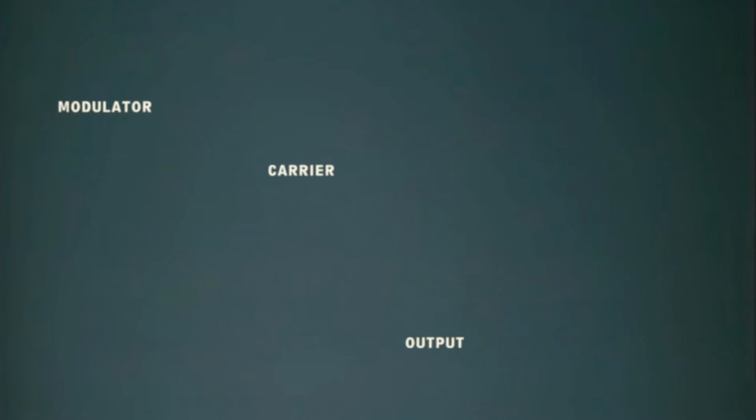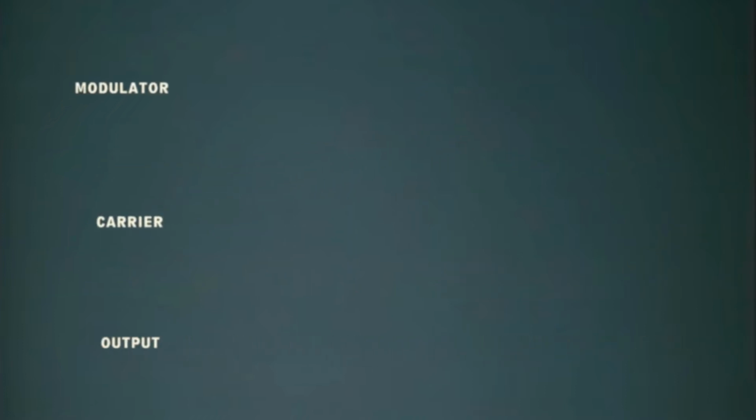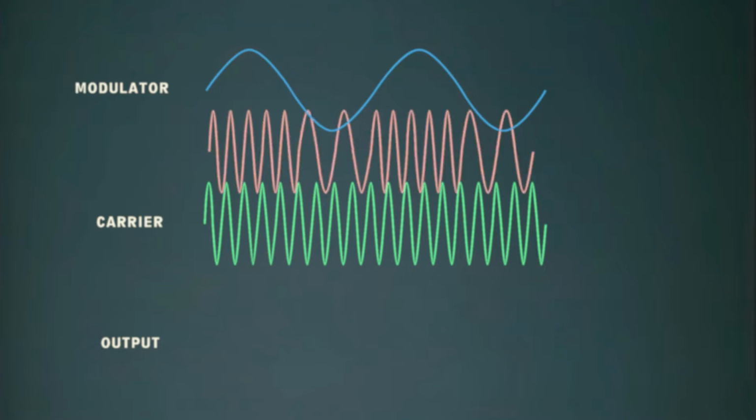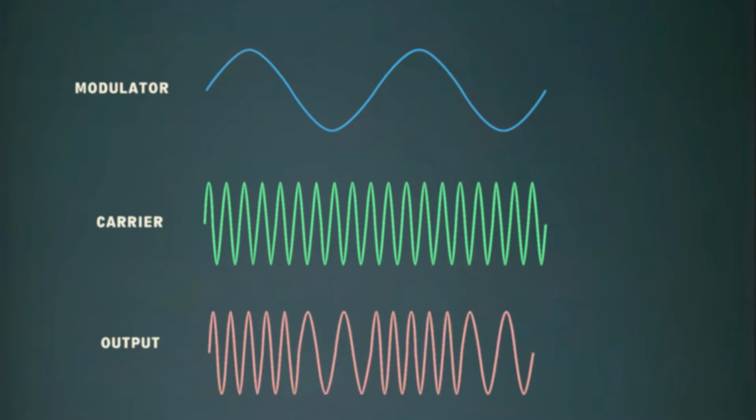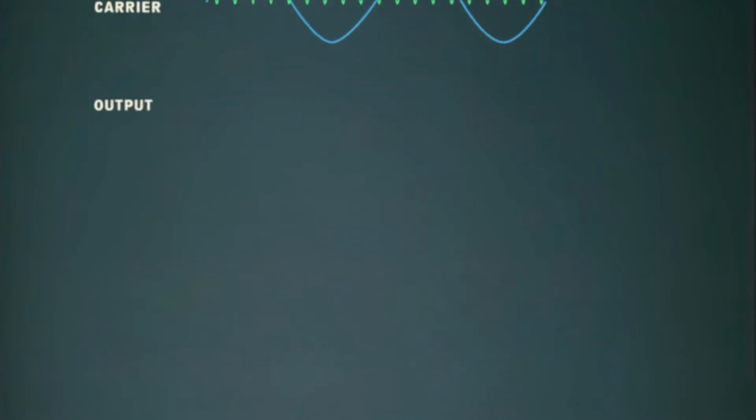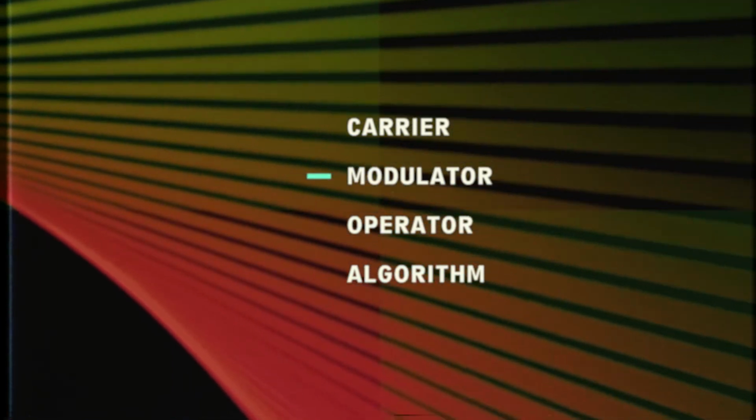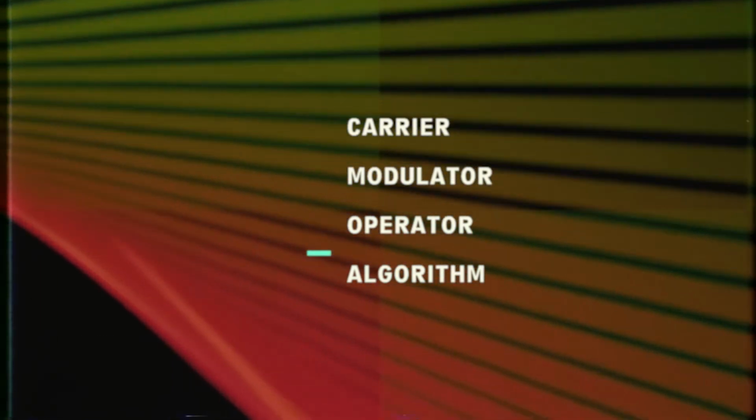So imagine that you have a given sine wave as a carrier, which has a constant pitch. Now imagine using another sine wave that we cannot hear, that is going to take this sine wave's pitch up and down, creating new harmonics. So the basic vocabulary that we need for FM synthesis are carrier, modulator, operator, and algorithms.